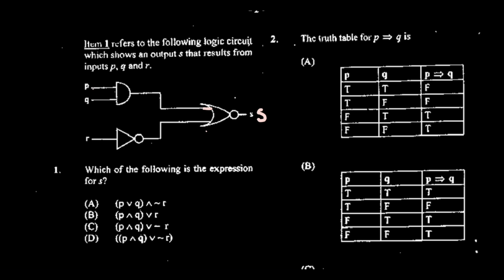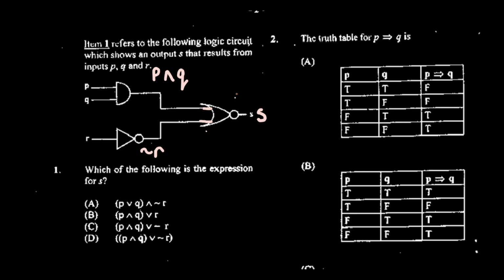For this first one, we have P and Q coming through an AND gate. This here is an AND gate. So we have P and Q coming through here. And on this one here, we have a NOT gate. So it's R passing through this NOT gate, so coming out through this would be not R.